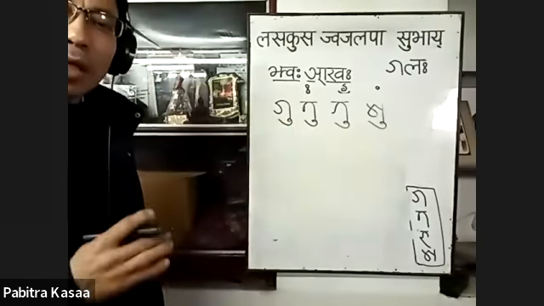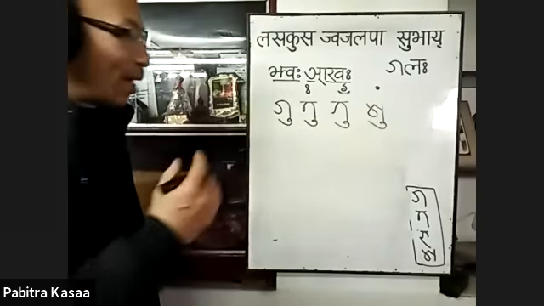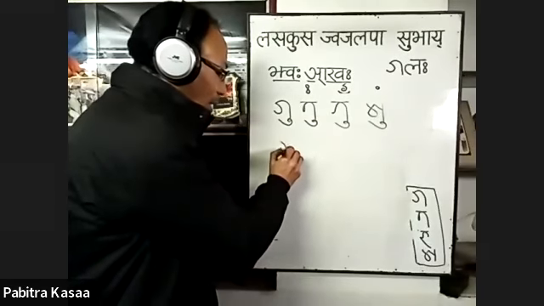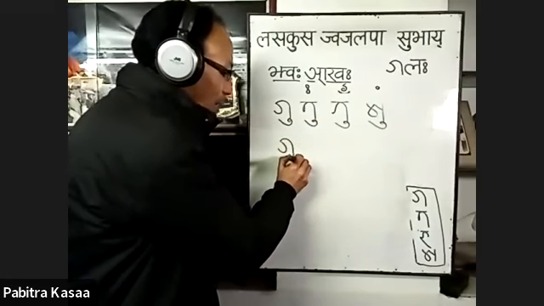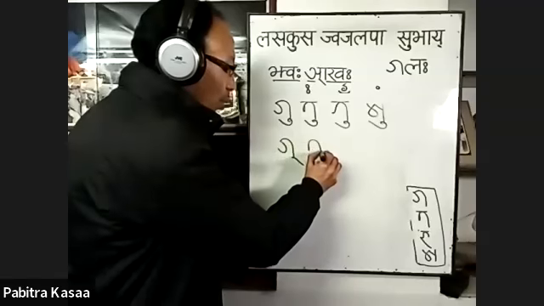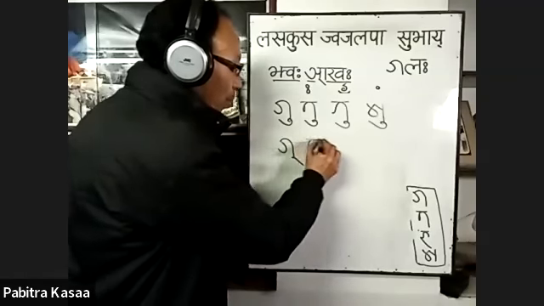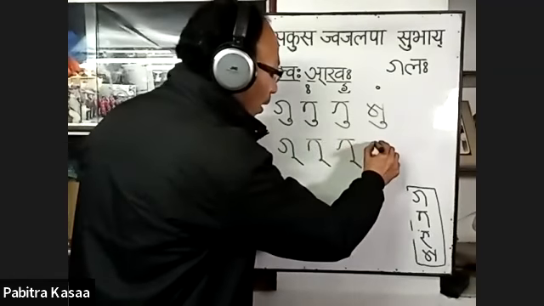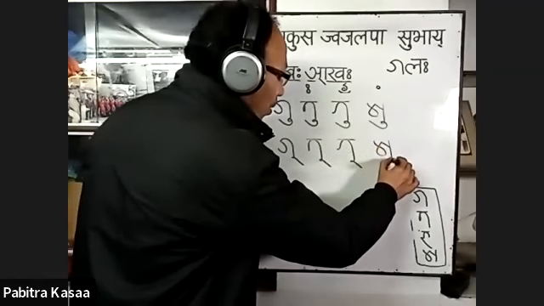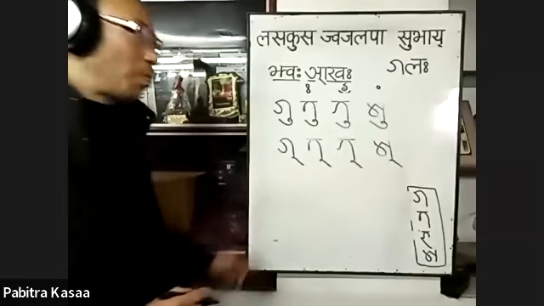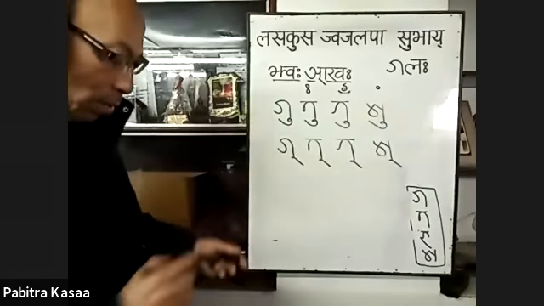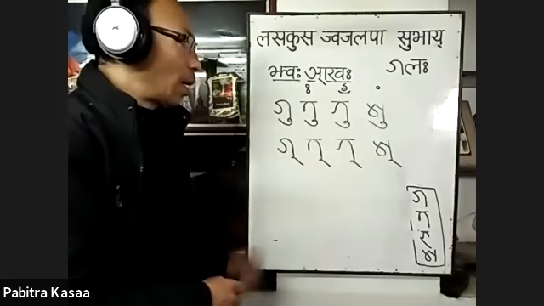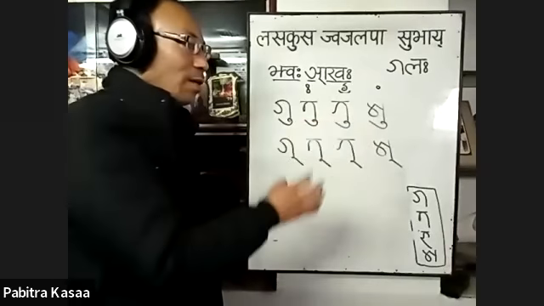But these days, it is also written in the same way as we learned in the other letters. That means gu, tu, vu, and shu. Please don't get confused about this. Only these four letters are written in different ways.